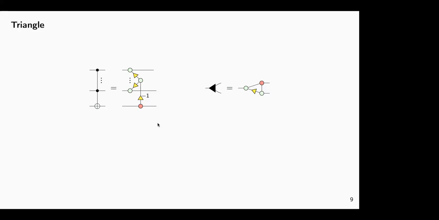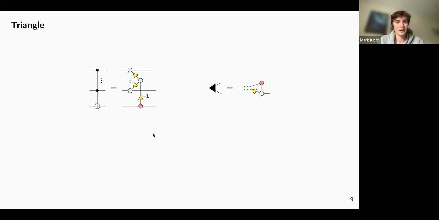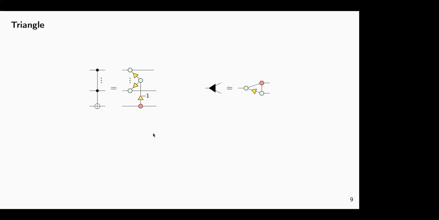So I see what you're saying. Okay, thank you. So if you want to do reasoning about circuits, you can use this representation, but that's not really what our method is about. It's more about how to contract, so how to compute the final number, the output at the end, and not really reason about the circuits themselves. Okay, thank you.